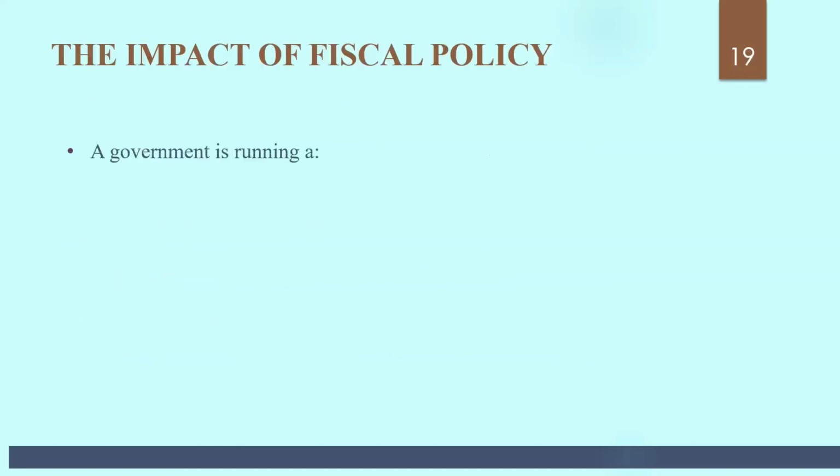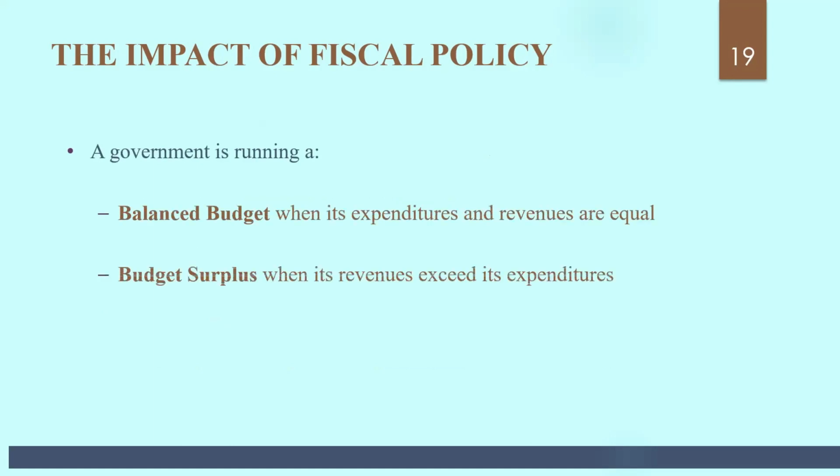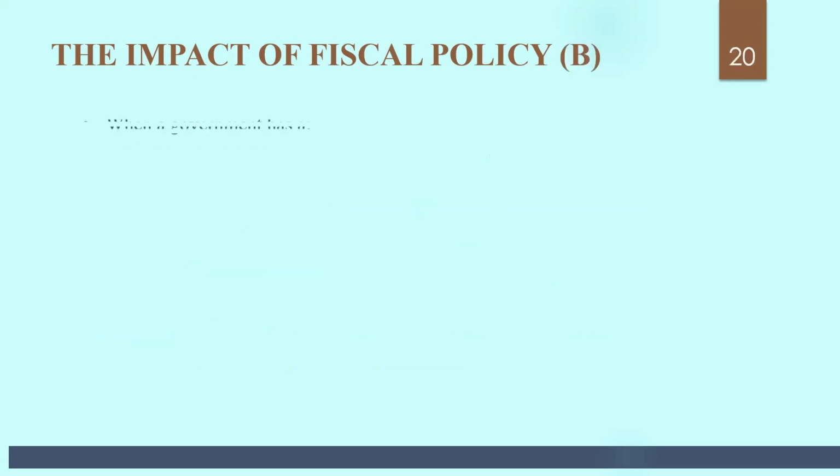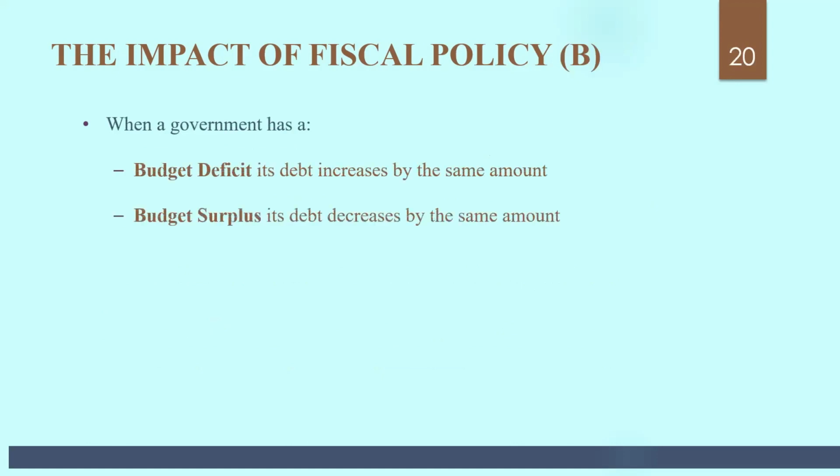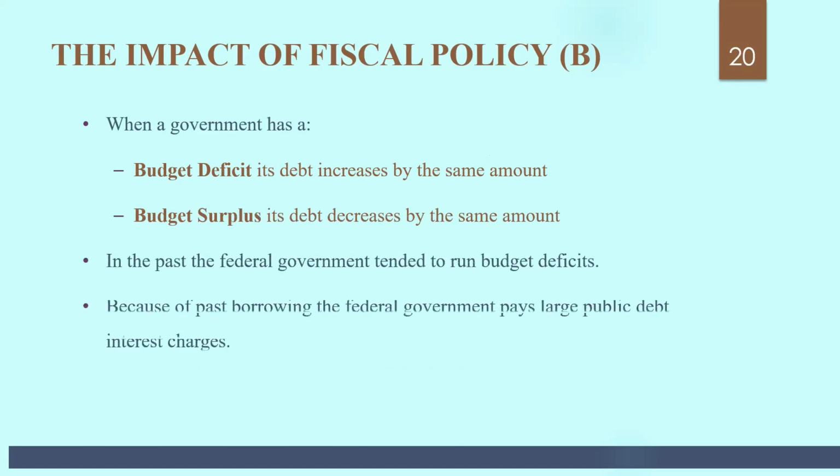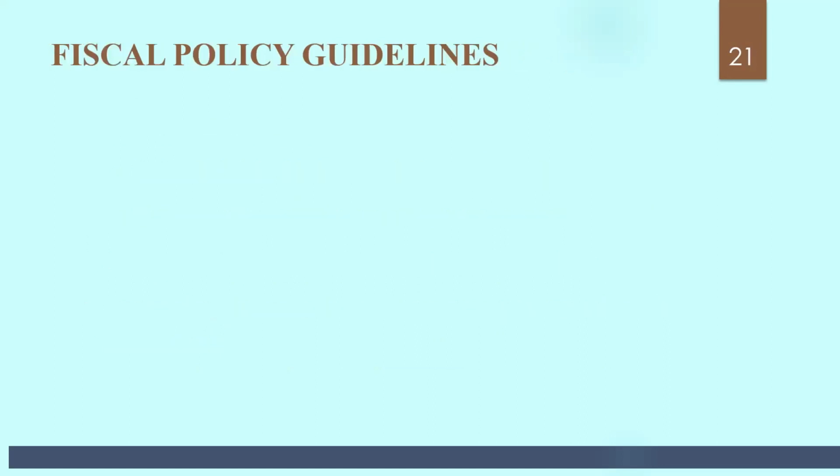The impact of fiscal policy: a government is running a balanced budget when expenditures and revenues are equal, a budget surplus when its revenues exceed expenditures, and a budget deficit when its expenditures exceed its revenues. When a government has a budget deficit, its debt increases by the same amount. With a budget surplus, its debt decreases by the same amount. In the past, the federal government tended to run budget deficits. Because of past borrowing, the federal government pays large public debt interest charges.